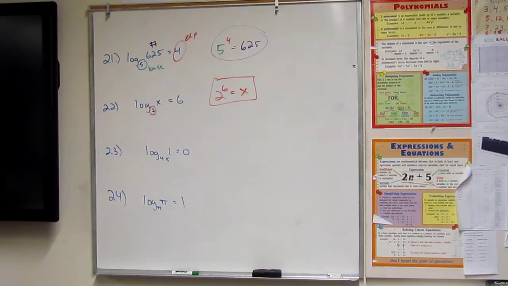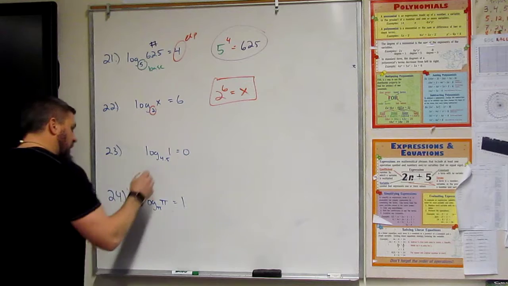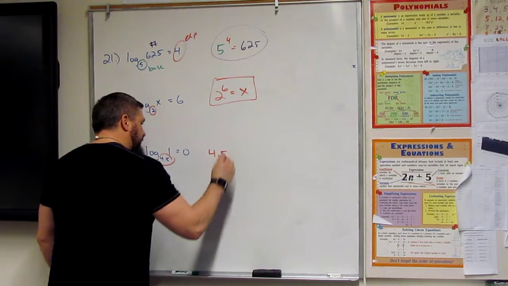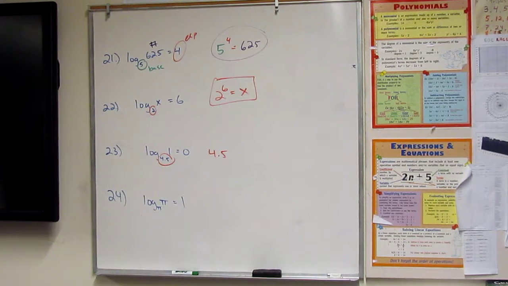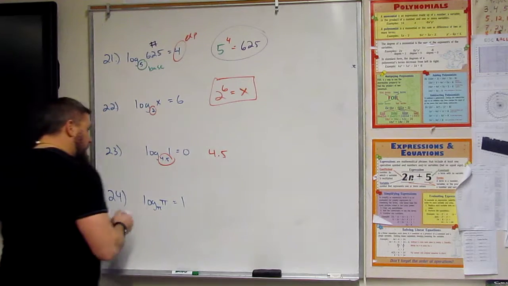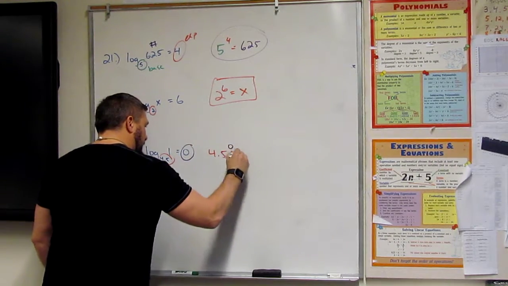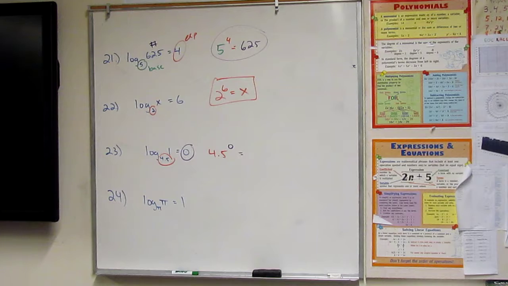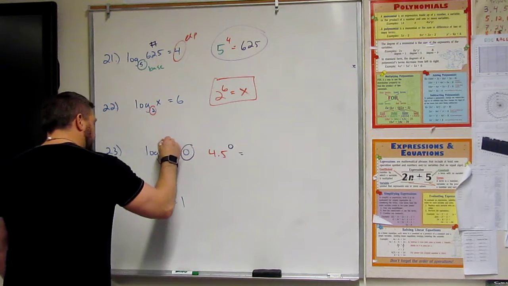Okay, so then, what's the base? 4.5. What's the exponent? 0. What's the number? 1.